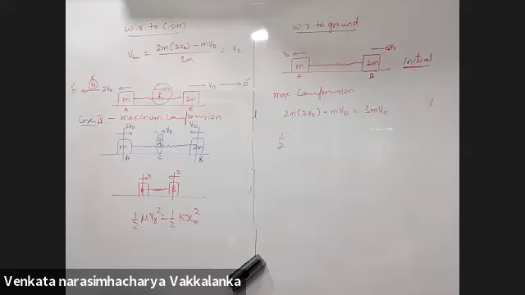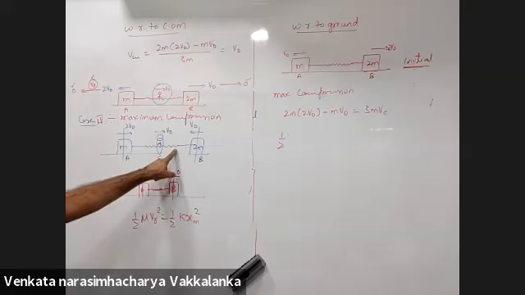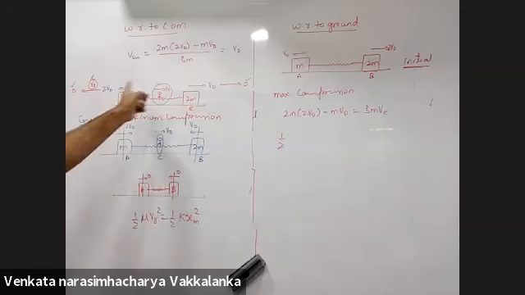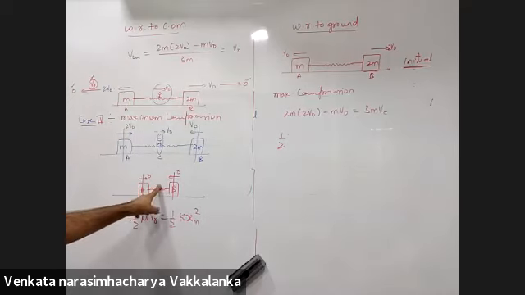So can you explain the second diagram of the left side? Kindly tell me your doubt. Sir, I don't understand why we written 0, 0. No, sir, below that. This one. Maximum elongation or compression, with respect to center of mass, both the blocks come to rest. Yes, sir.